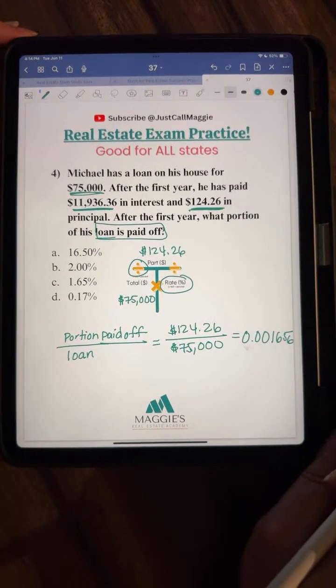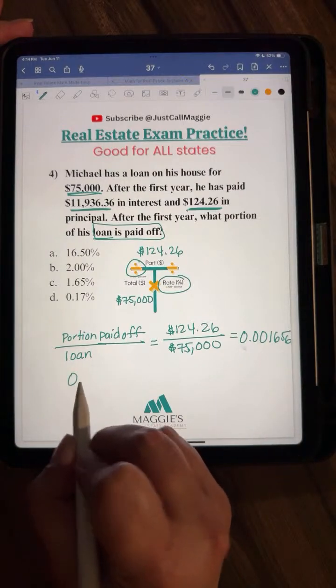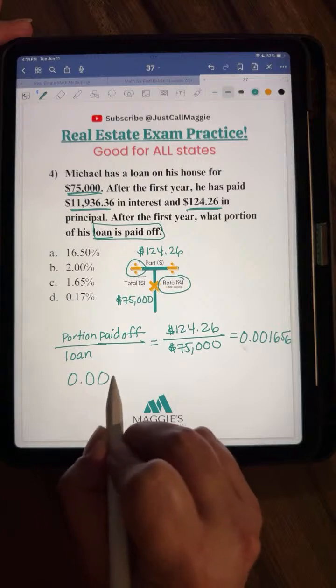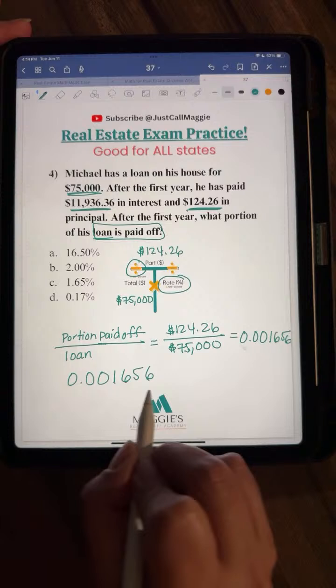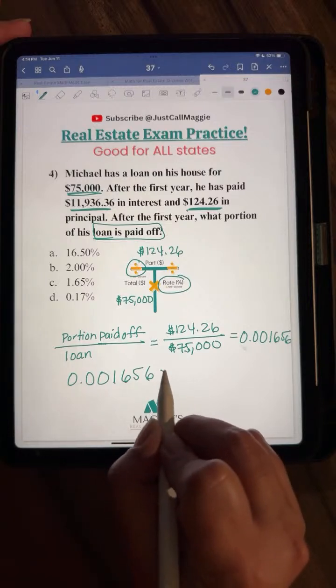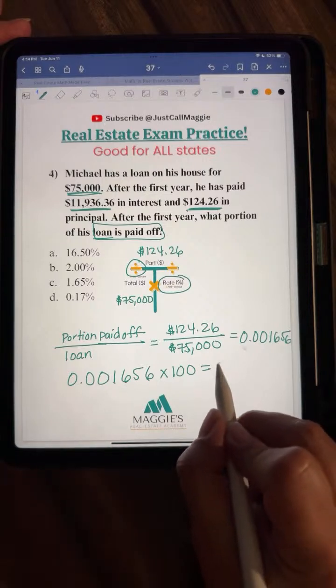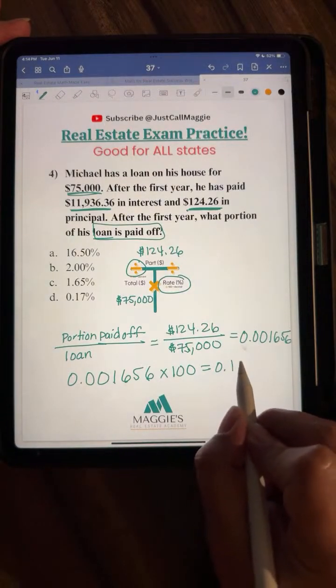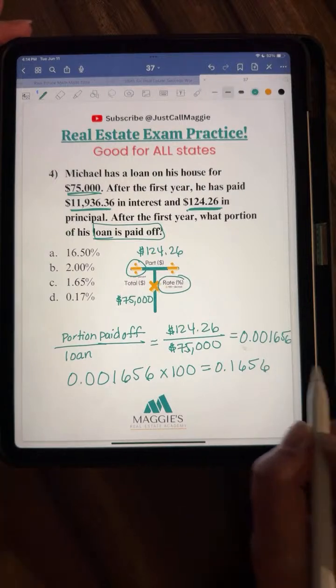I don't know if you guys can see that. It's a little squished. So 0.001656. Now we have to multiply this by 100. So then that's going to give us 0.1656%.